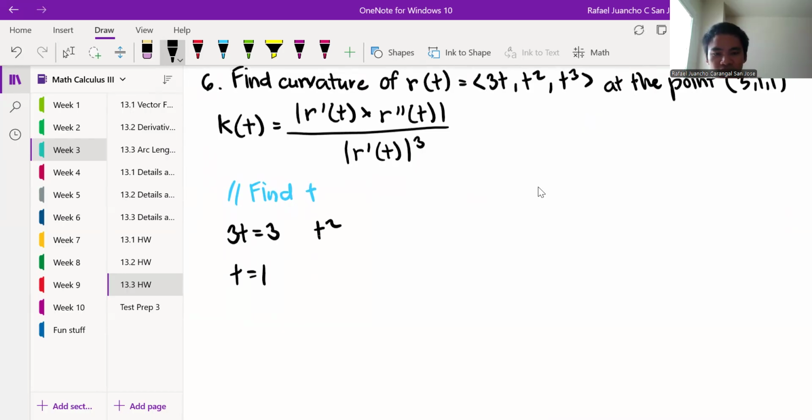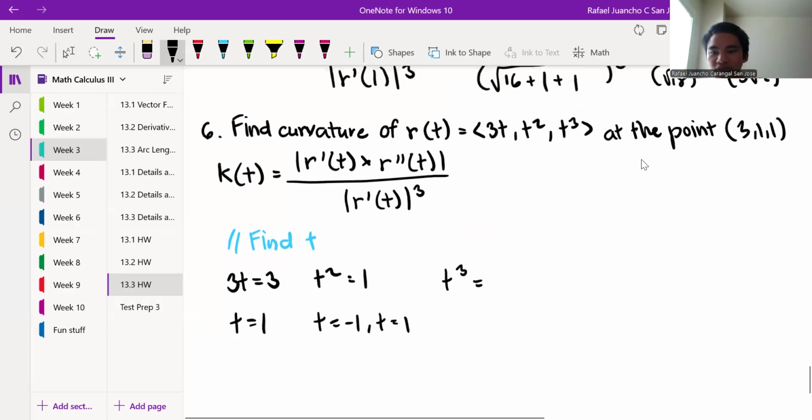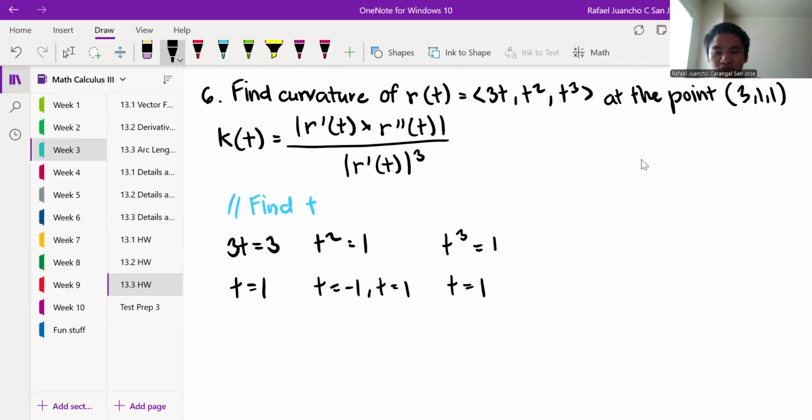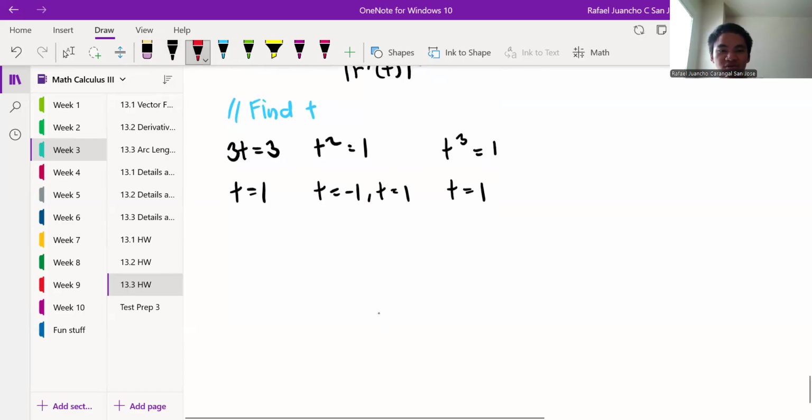Let's try my next one. T squared here is equal to 1. So I get t equals -1, t equals 1. Then my other one, t cubed, is equal to 1. So here I just get t is equal to 1, because if I put a negative, then that doesn't work. Or another way to show that this works is to get t equals cube root of 1. And cube root of 1 is the same thing as 1 to the power of 1/3, right? And that'll just give me 1 exactly. That's a more precise way. But overall, the thing that works is t equals 1. So we're going to do that.